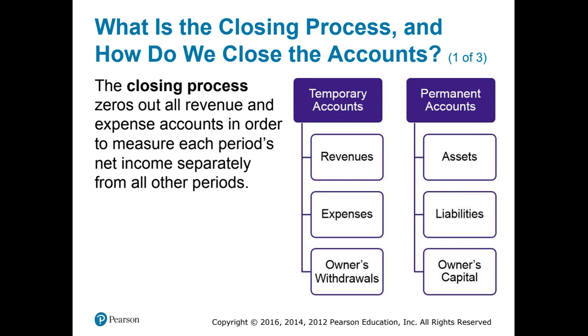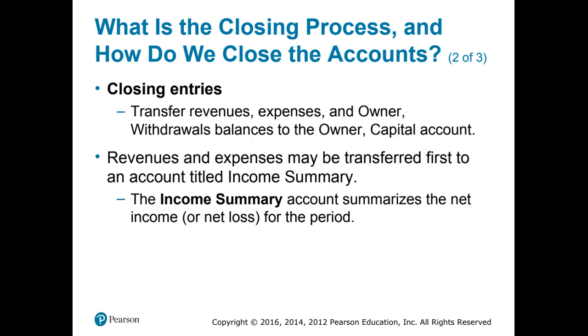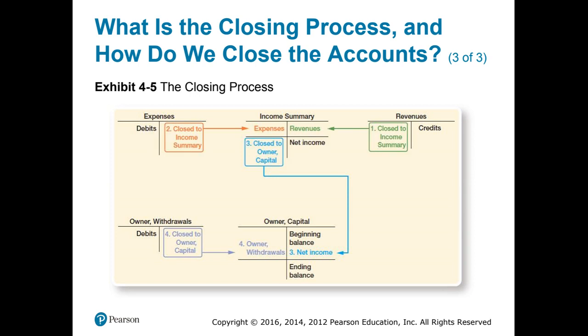And so we see here, is this the next slide? So we already talked about this. Closing entries transfer revenues, expenses, and owner withdrawals to the owner's capital account. Revenues and expenses may be transferred first to an account titled income summary. The income summary account summarizes the net income or net loss for the period. And so here, this is also on page 192, we have a diagram of the closing process, which we're doing in our assessment.